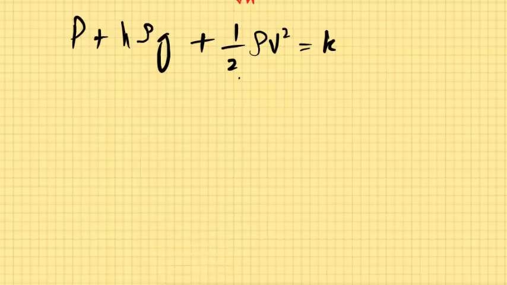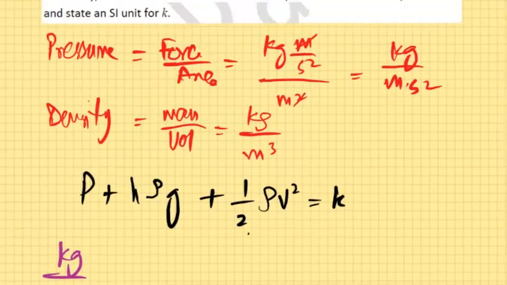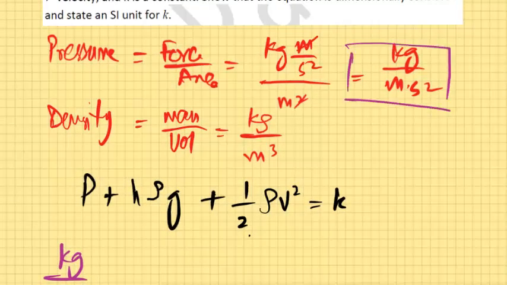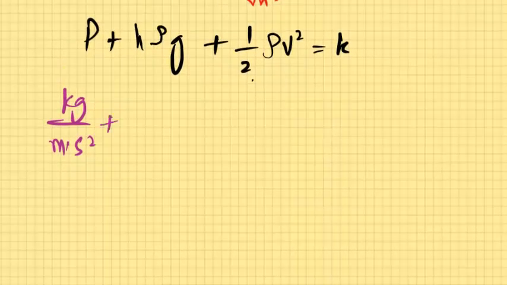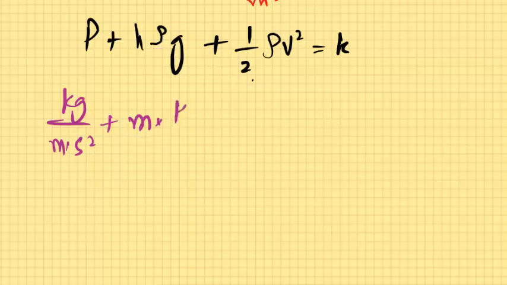Now you can see that this P is pressure, so in place of this P I'm going to write kilogram per meter per second square. We just figured this out. This is the SI base unit of pressure. Now then plus, in place of this H, this height, I'm going to write meters. In place of this density, I'm going to write kilograms per meter cube, because that is mass over volume. In place of this g, gravitational acceleration, I'm going to write meters per second square.